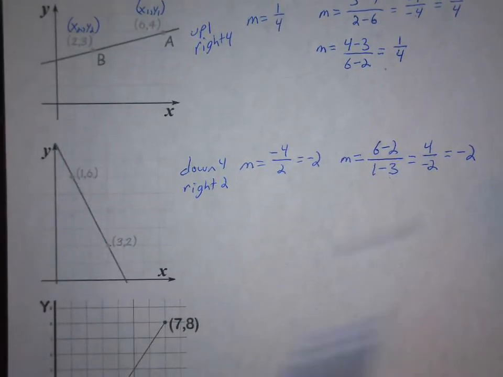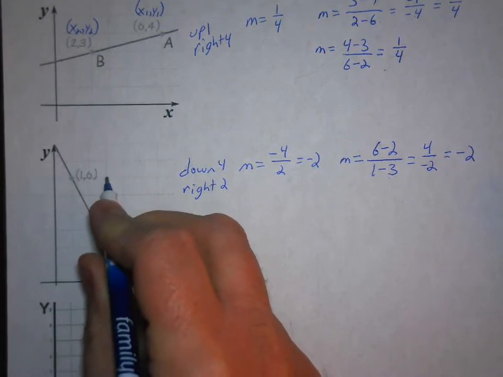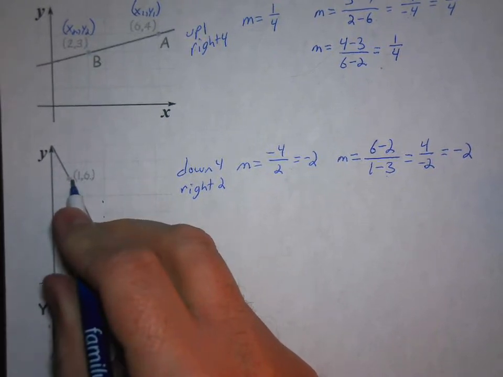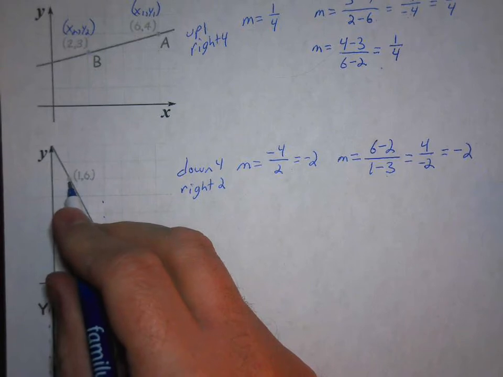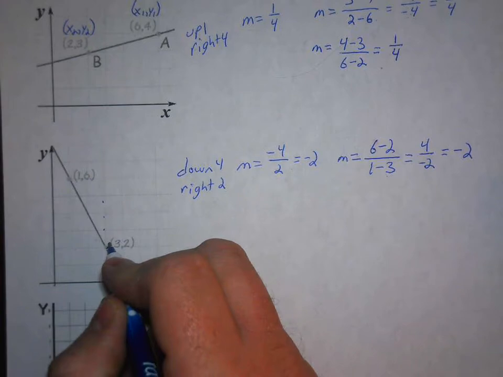Okay, and then notice if from this point I counted up 4 and then to the left 2, that would take me to the point (1, 6). Same as going down 4 and right 2.